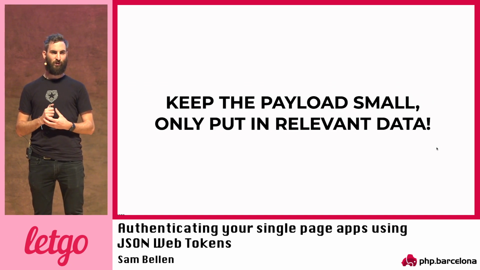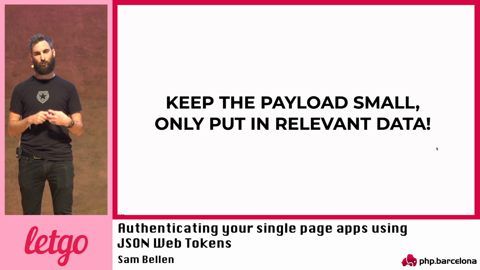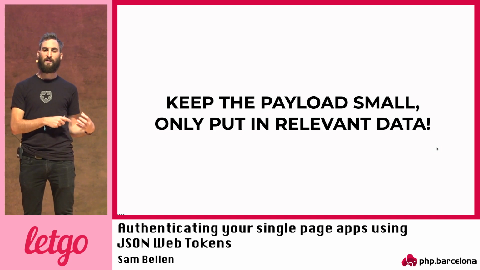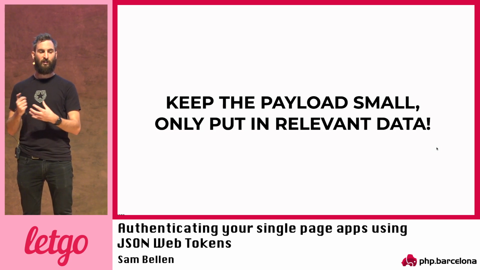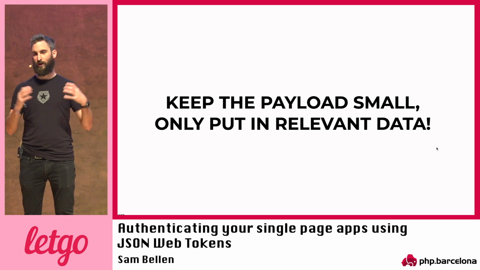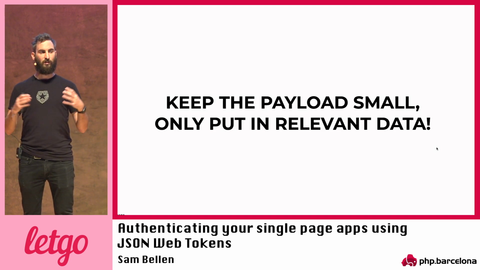Also, since we're going to be sending this token with every request, at least every request to a protected resource, try to keep the payload as small as possible, because the more data you put in that JSON, the bigger your base64 string will be, so the bigger your token in the header with every request will be.